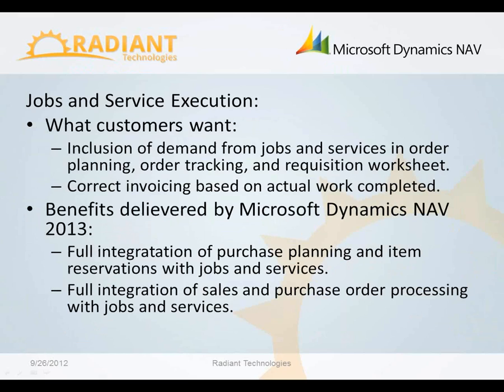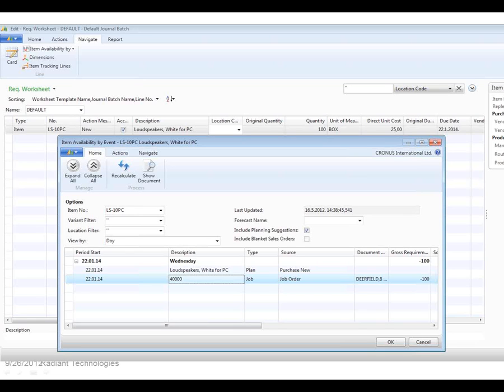Job and service execution. We talked about this briefly. What this gives you is that now you can see demands from jobs and service orders in order planning, order tracking, and requisition worksheets. For example, this is called item availability by event. This is a great new screen where you can see on an item-by-item basis, and you can also segment it by variant and location, and see it by event. So for an item, you can see all the different demand and supply per day, week, month, etc.